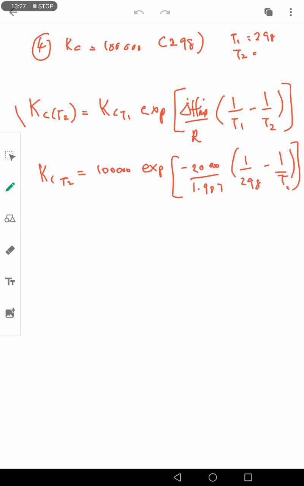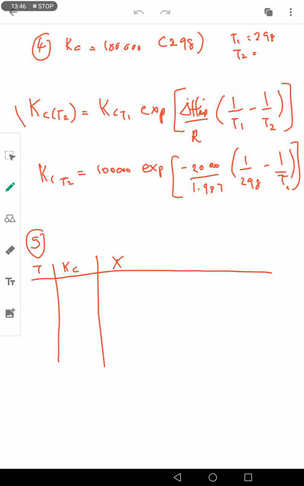This equation we will use later because we will table out the data, and the table will consist of temperature, KC, XE, and X from the energy balance. So T is the one that you create. For example, start from, I don't know, maybe start from 298 until, because we don't know the actual temperature that occurs. So maybe you can make it until 900, for example.